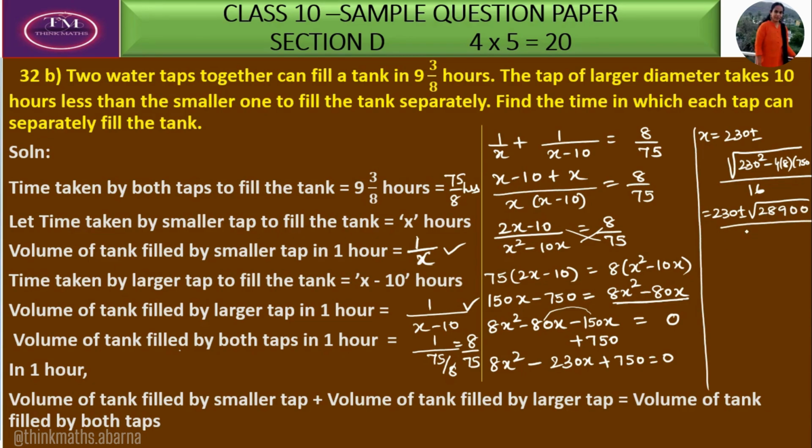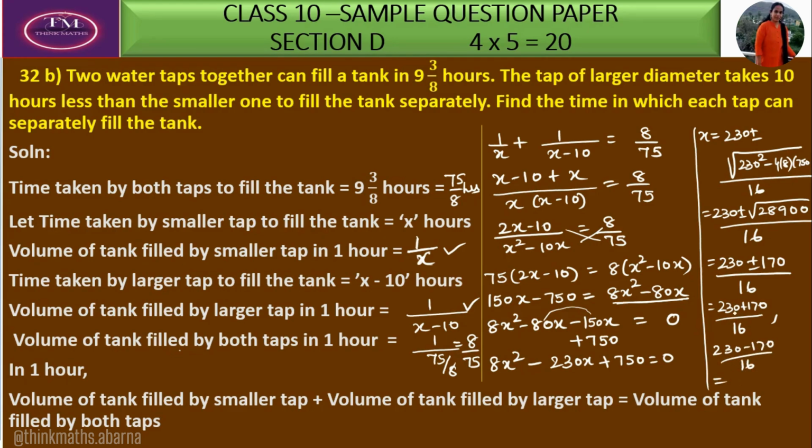28900 divided by 16. Okay. So 230. What is its square? 17 squared is 289. So we have 2 zeros, so you will get 170 squared is 28900. So plus or minus 170 divided by 16. So 230 plus 170 divided by 16, comma, 230 minus 170 divided by 16.